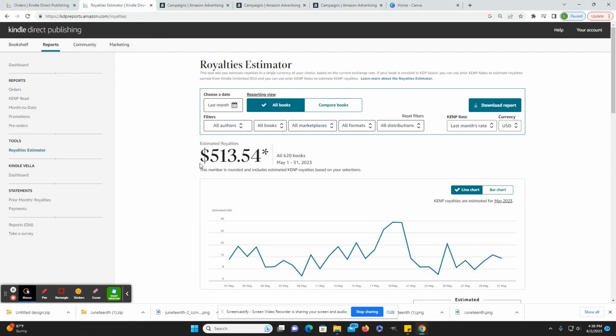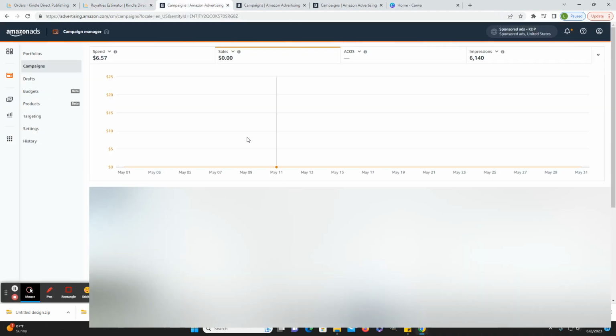My royalties were $513.54. And I wasn't sure I was going to cross the $500 mark. I didn't make that until, I think it was May 30th. So my ads were awful, as I said.